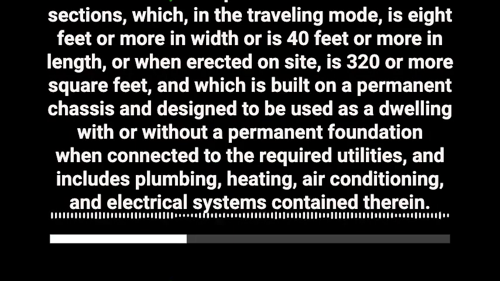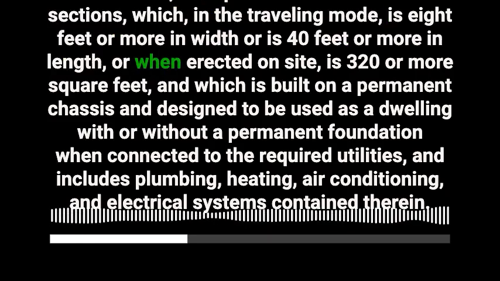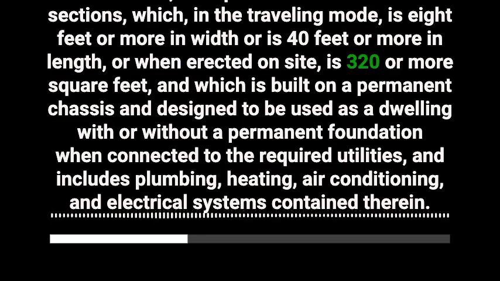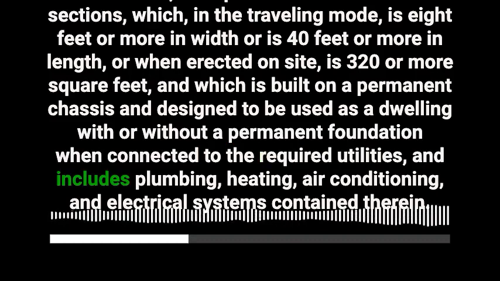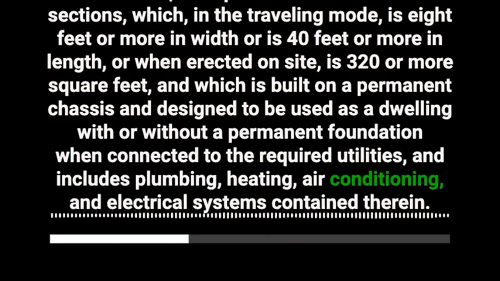143-143.9 as a structure transportable in one or more sections, which, in the traveling mode, is 8 feet or more in width or is 40 feet or more in length, or when erected on site, is 320 or more square feet, and which is built on a permanent chassis and designed to be used as a dwelling with or without a permanent foundation when connected to the required utilities, and includes plumbing, heating, air conditioning, and electrical systems contained therein.